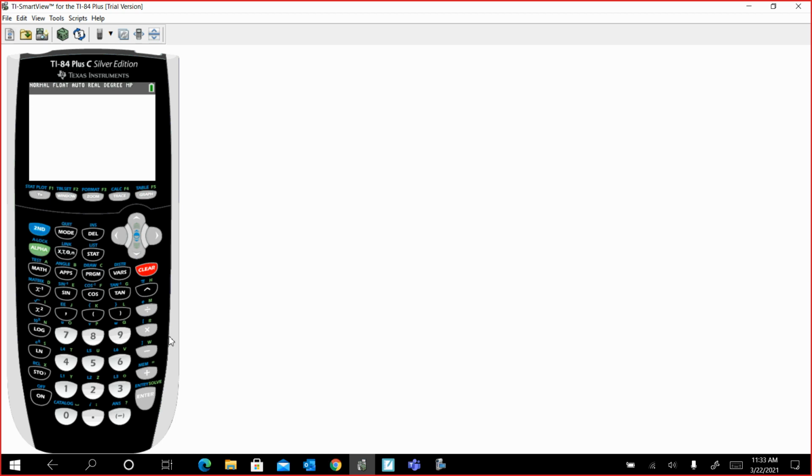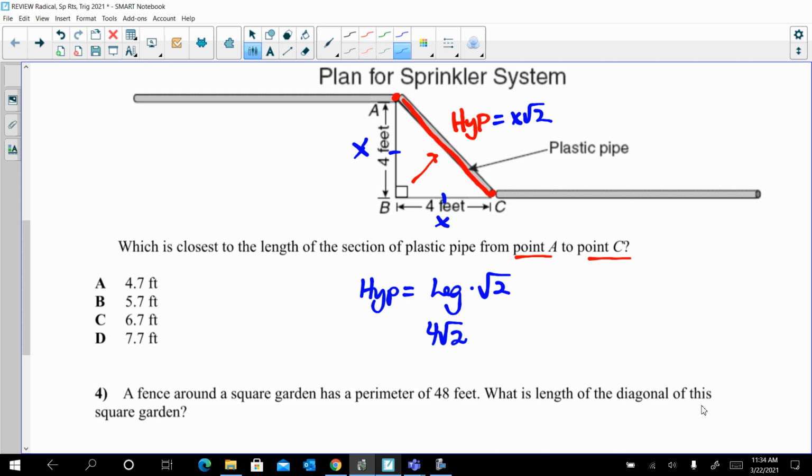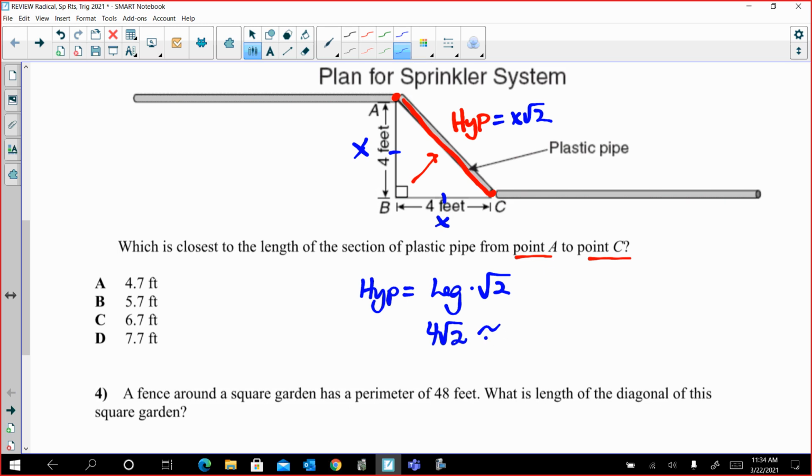All right, so if I type in 4, then second square root here to get the radical 2, I want to see what that decimal is. So just hit enter, and we get 5.65685. So this would be approximately 5.7. They want us to the nearest tenth of a foot. Well, it looks like they round right here. So our answer is B, 5.7.